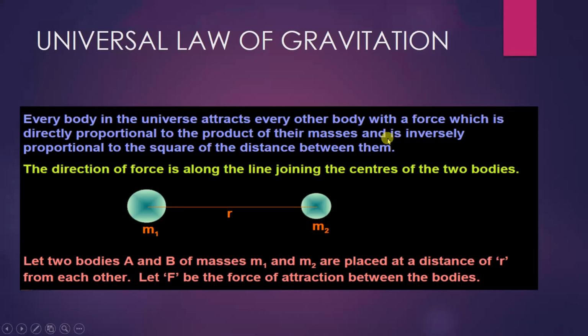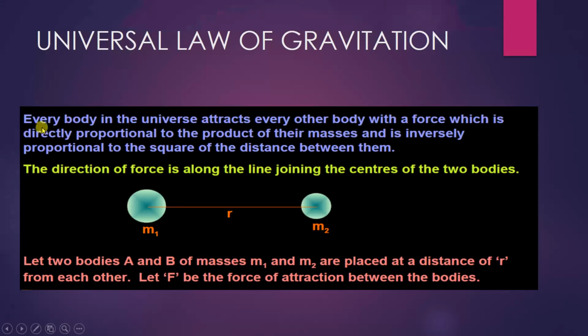And this force is inversely proportional to the square of the distance between them. Means if r is the distance between these two objects, then the force of attraction, that is the force of gravitation, will be inversely proportional to the square of the distance. Means the more the distance, the lesser will be the force, and that force depends upon the square of this distance. Now this is the statement of the universal law of gravitation. You have to learn it by heart.